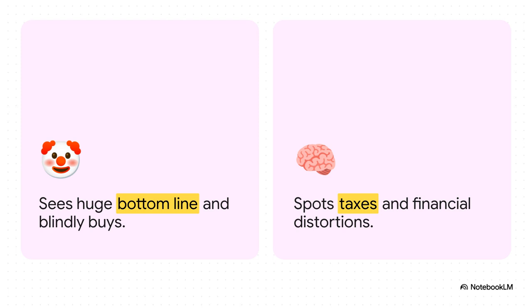But the architect, we see right through that facade. We immediately spot the hidden financial distortions. We look at that exact same bottom line, but we see the local taxes, the varying interest rates, the arbitrary depreciation rules, and worst of all, the non-operating income padding the numbers.